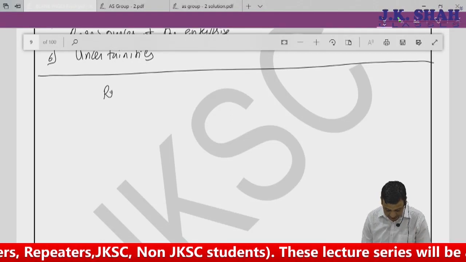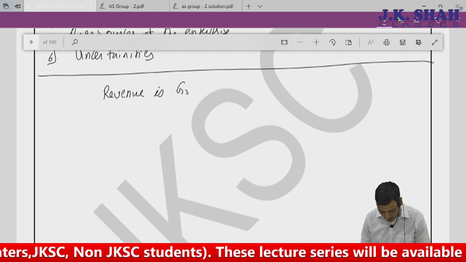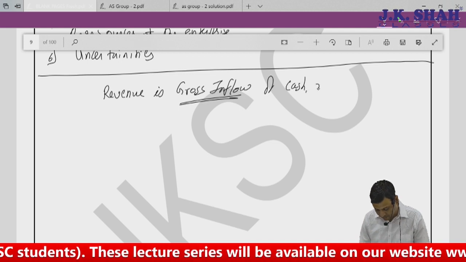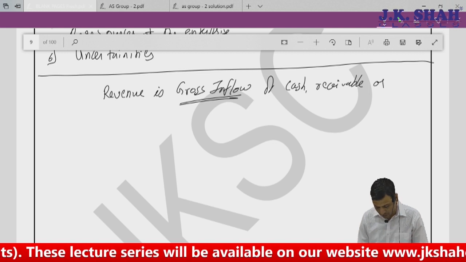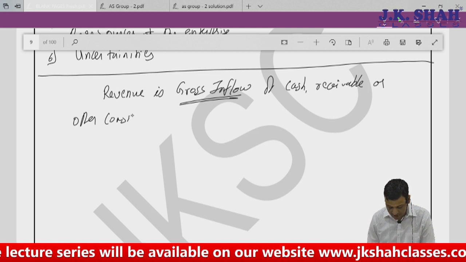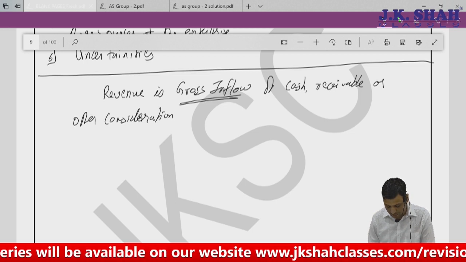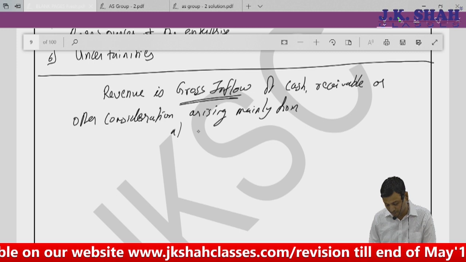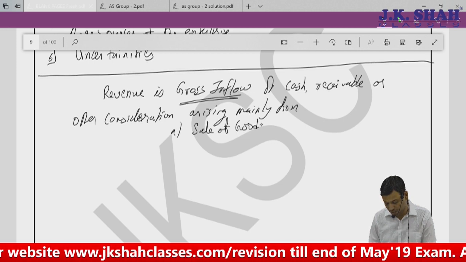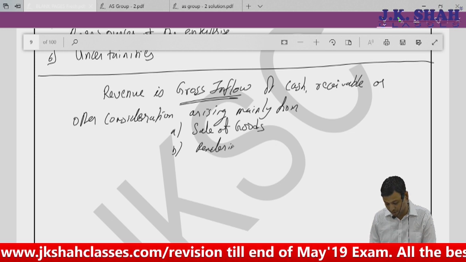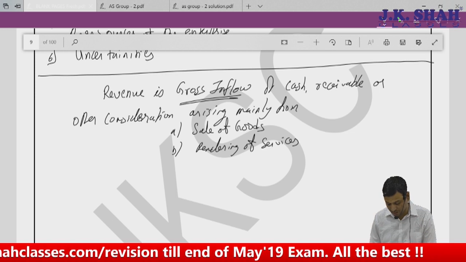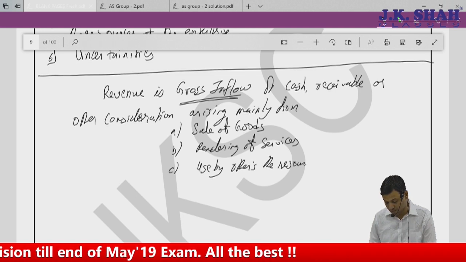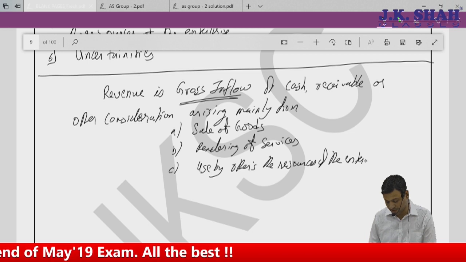What is revenue? So the standard says revenue is gross inflow of cash, receivable, or other consideration arising mainly from sale of goods, rendering of services, used by others, the resources of the enterprise.